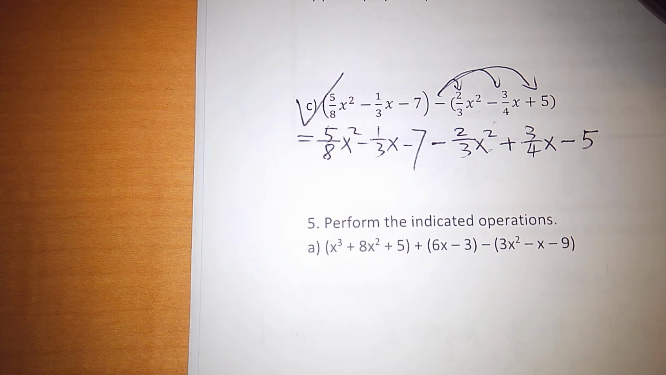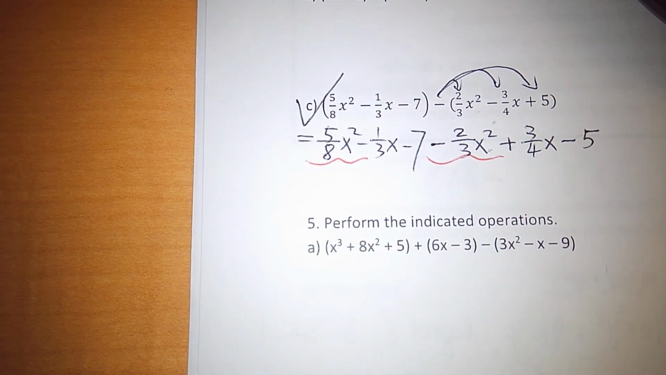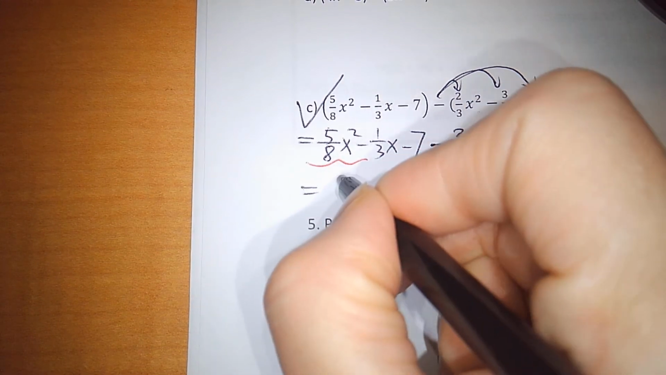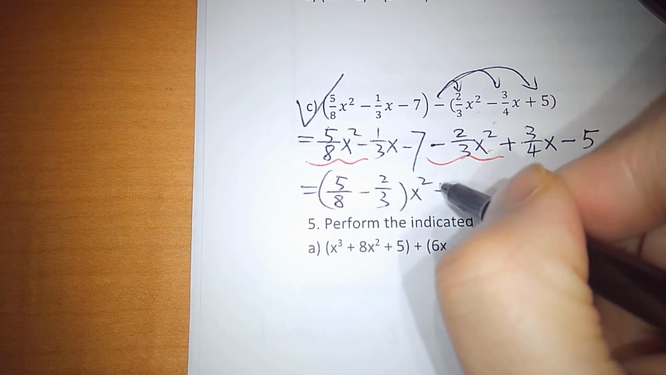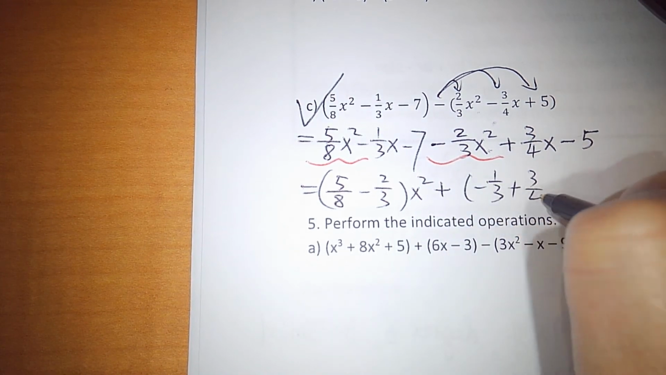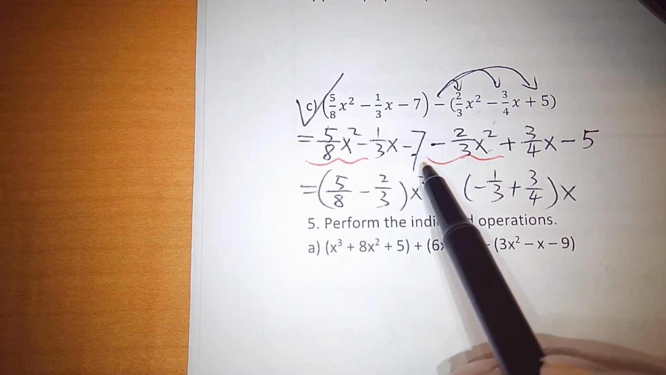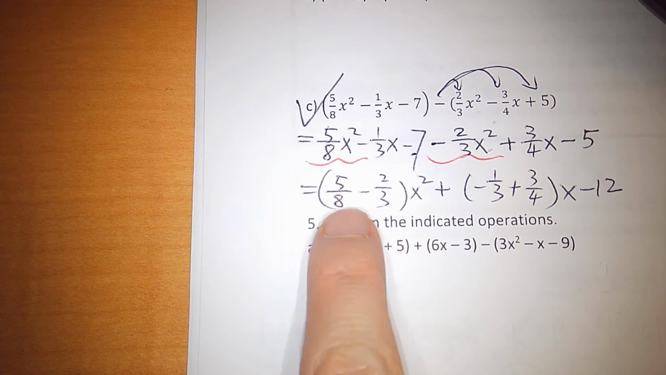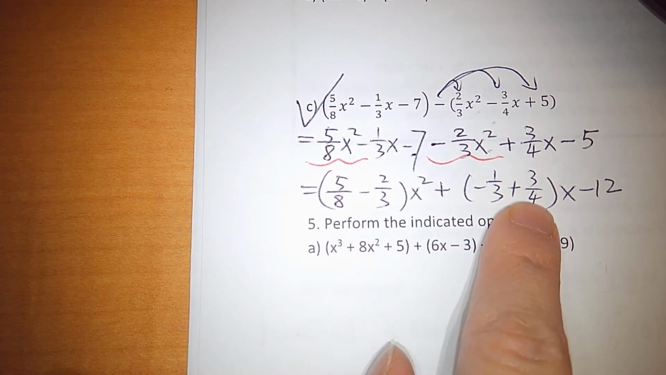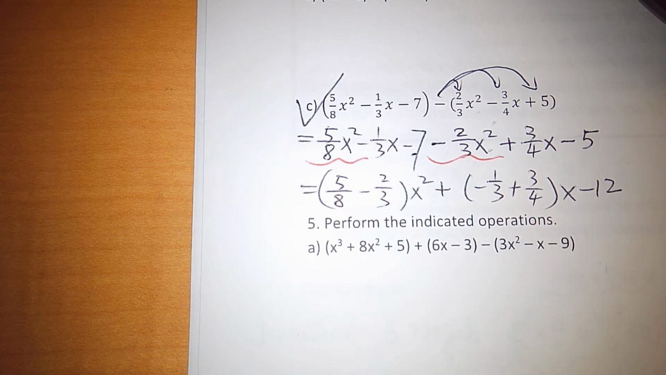Alright, do we have any like terms? Yes, we do. For the x squared term, we have 5/8 minus 2/3 x squared. And for the x term, we have -1/3 plus 3/4 times x. And then for the constant, let's do it directly. What is -7 minus 12? Minus 5? -12. That's 12. So we only need to simplify the coefficient of x squared and x, right?